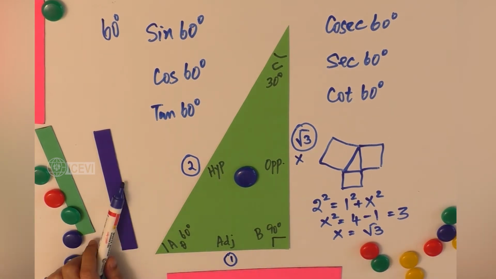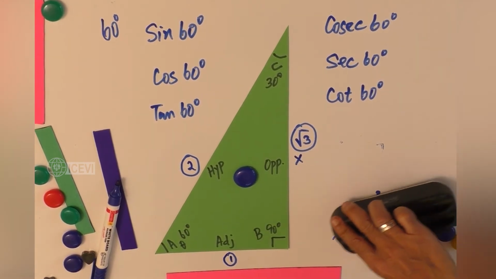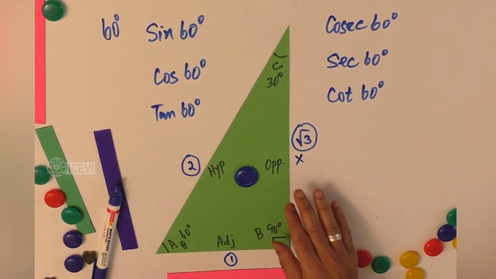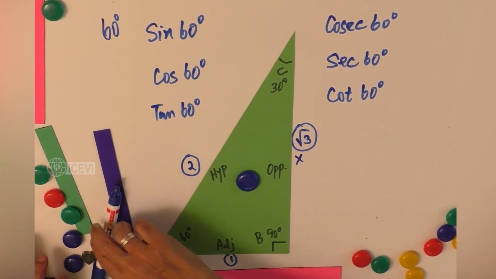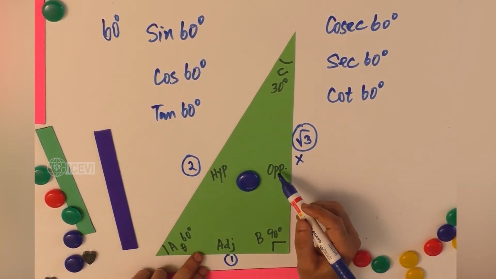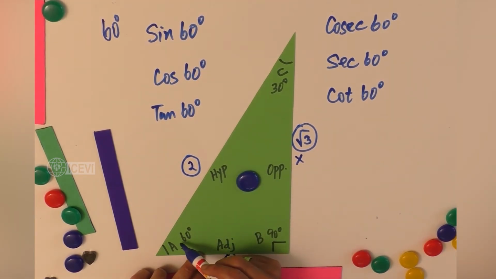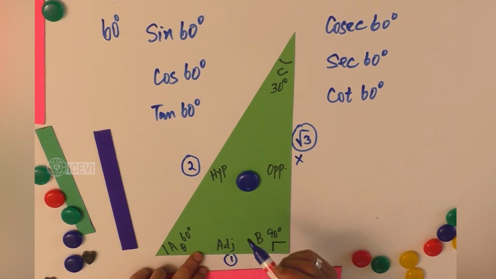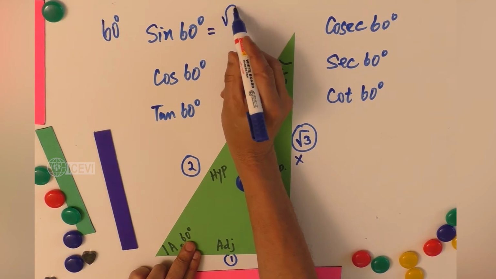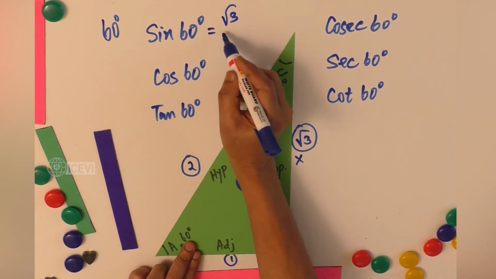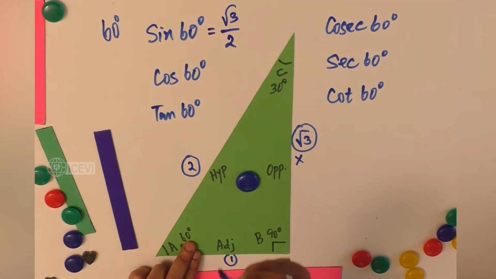Now we have found out the values of the 3 sides. So let us calculate the values now. So what is sine theta? Sine theta is opposite by hypotenuse. So here for sine 60 degrees, we have to take the theta value. Sine 60 degrees is square root of 3 divided by the hypotenuse, that is 2.